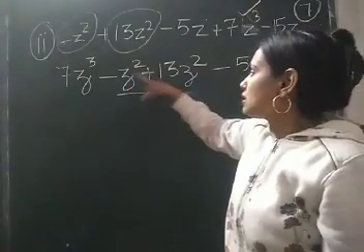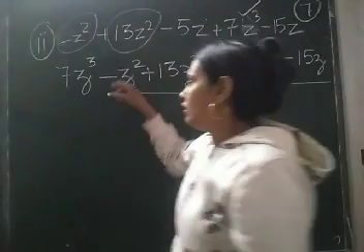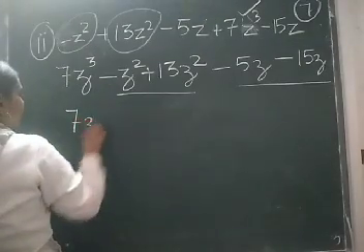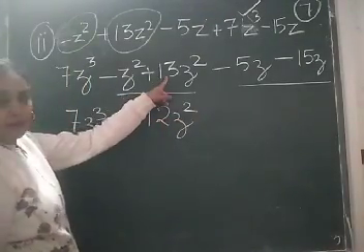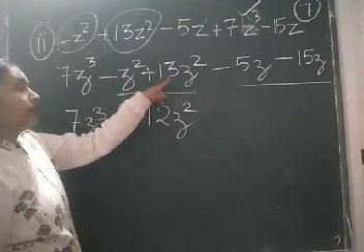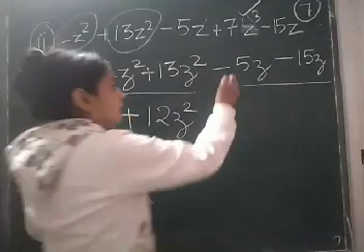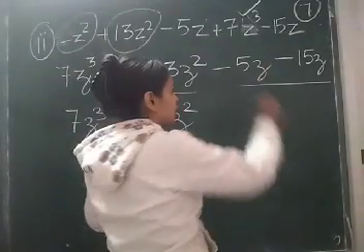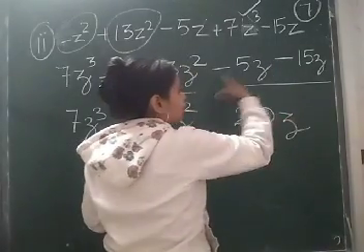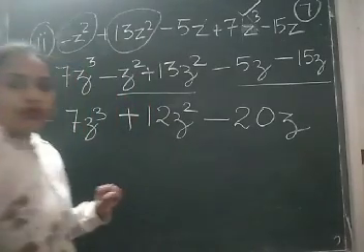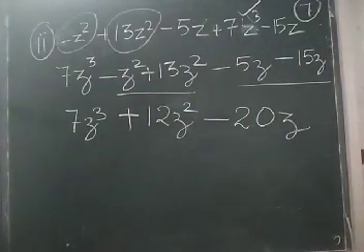So plus minus is minus, we've already studied. That means 13 minus 1 will give us 12. Sign will be of the greater number. Who's greater, 13 or 1? 13 is greater. It is plus, so 12 will be plus. Minus minus becomes plus. So 15 plus 5 gives us 20z. Since both are negative, the answer is also negative. So children, this is your answer for the second one.